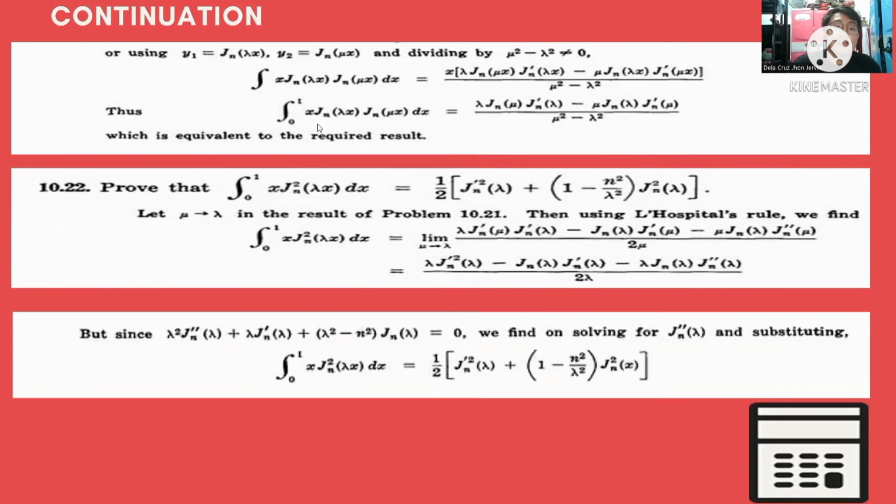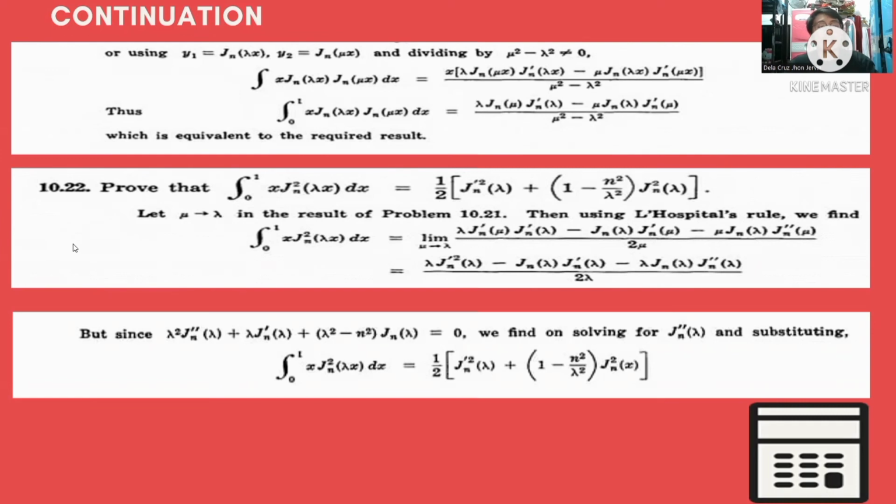This gives us the integral from 0 to 1 of x J sub n of lambda x times J sub n of mu x dx equals lambda J sub n of mu J sub n prime of lambda, minus mu J sub n of lambda J sub n prime of mu, over mu squared minus lambda squared.